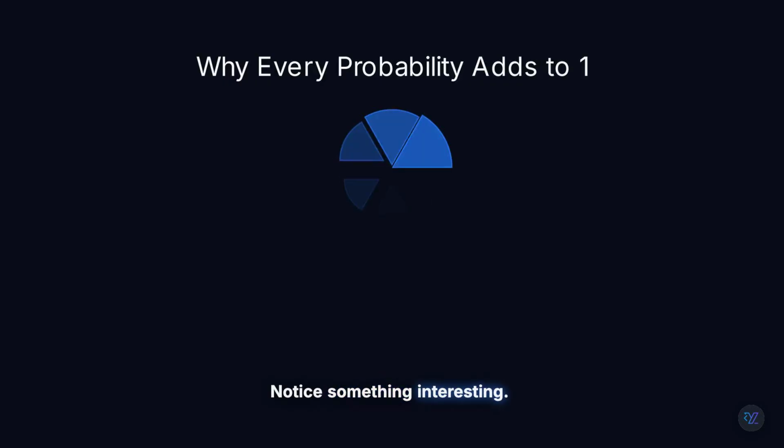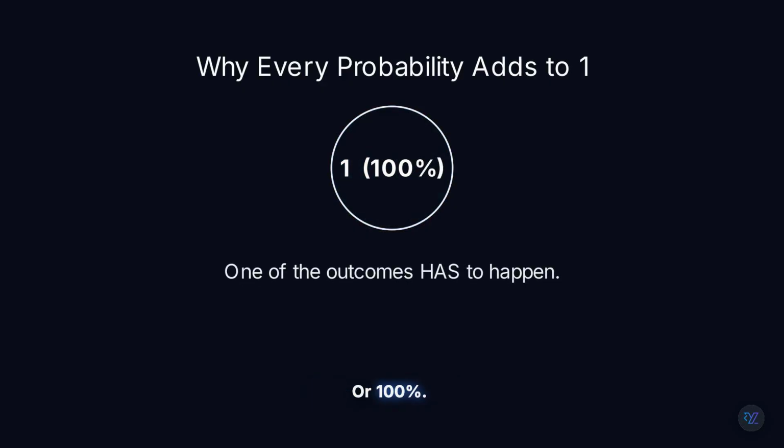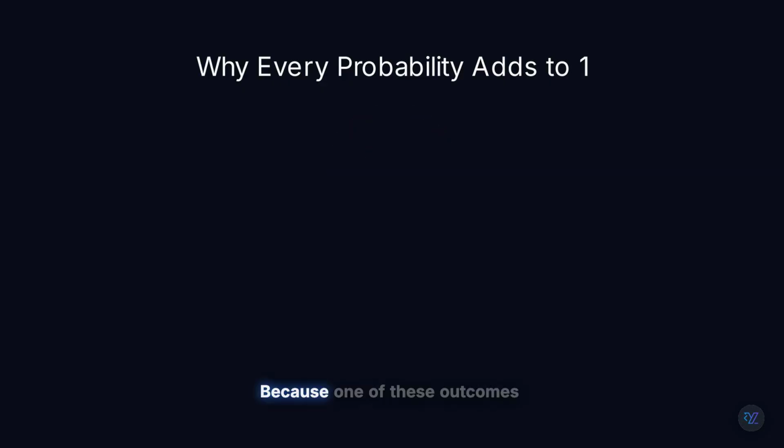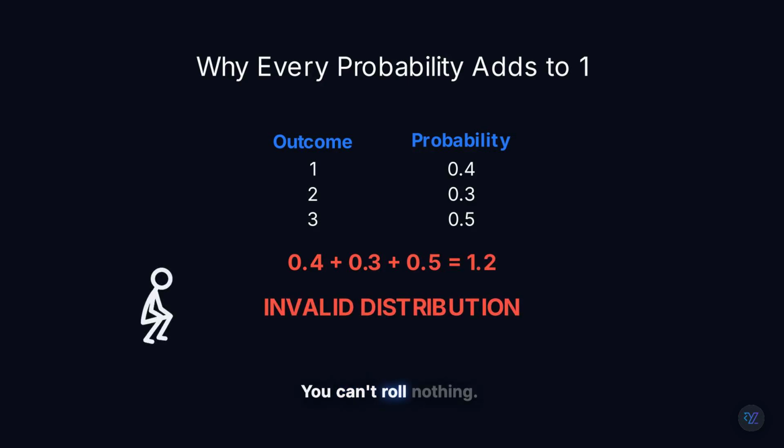Notice something interesting. If we add every probability together, we get 1, or 100%. Why? Because one of these outcomes has to happen. You can't roll a 7. You can't roll nothing. One of the 6 faces must appear. That's why every valid probability distribution always adds up to 1. If the probabilities add to more than 1, something has gone wrong.